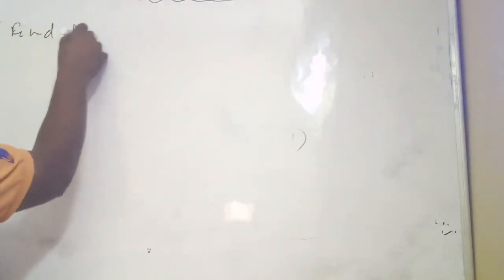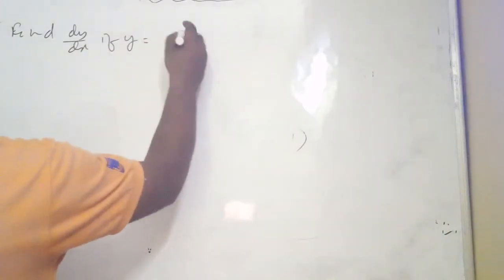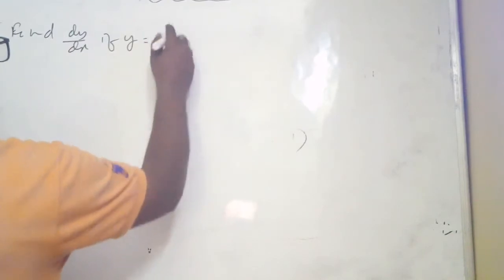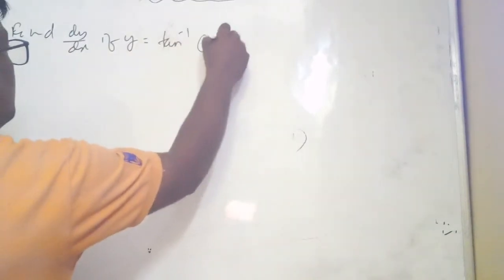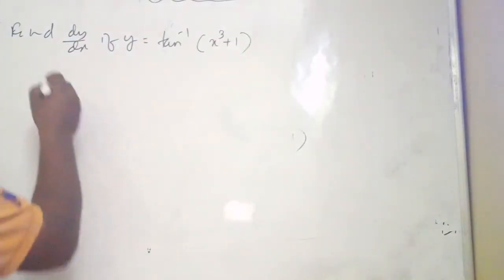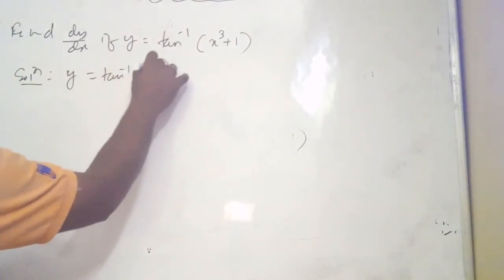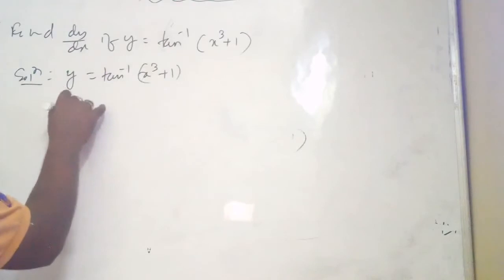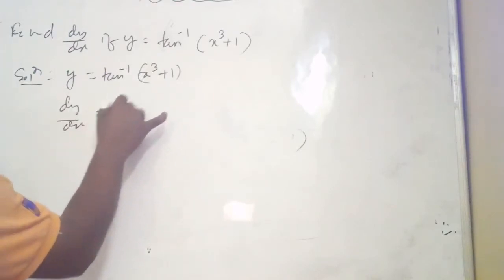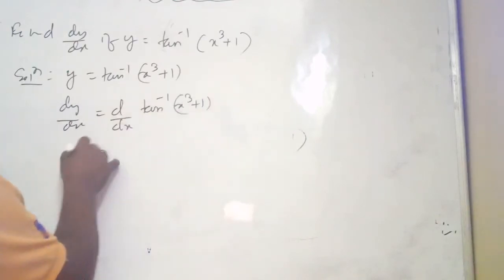Similarly, another question. Find dy by dx if y equal to tan inverse of x cubed plus 1. Tan inverse of x cubed plus 1. Solution: y is equal to tan inverse of x cubed plus 1. So dy by dx is equal to d by dx of tan inverse of x cubed plus 1. This is equal to what?